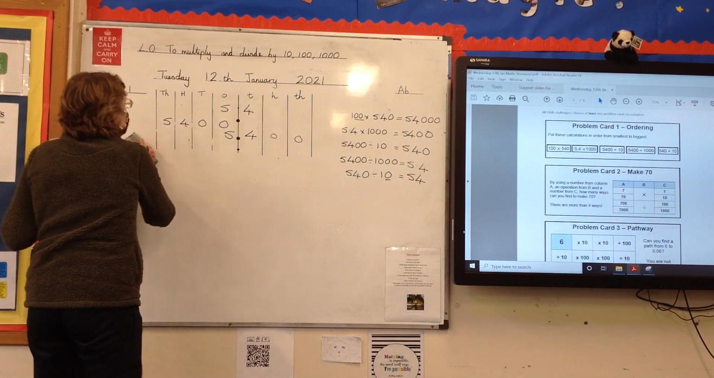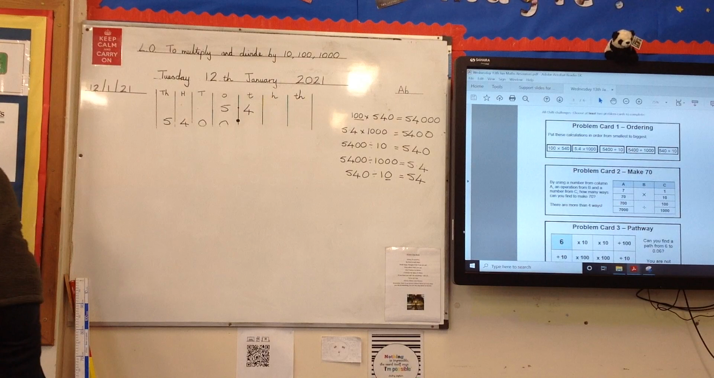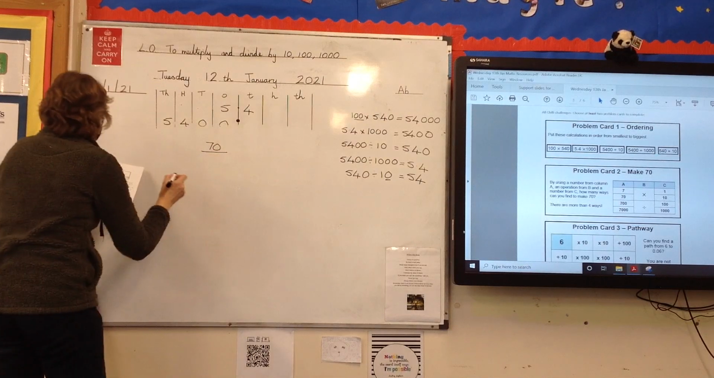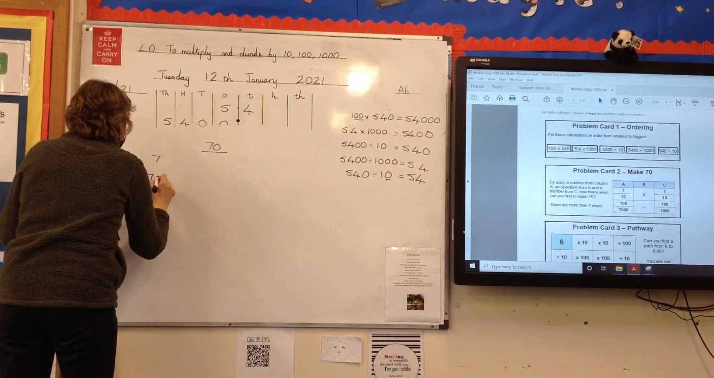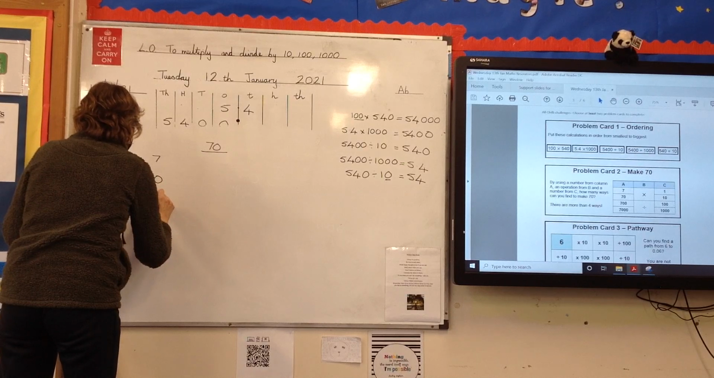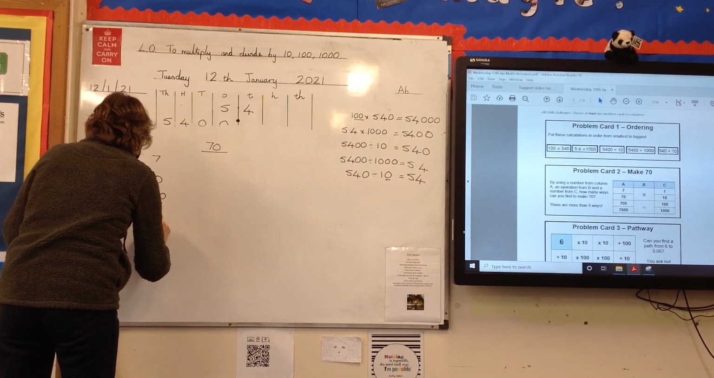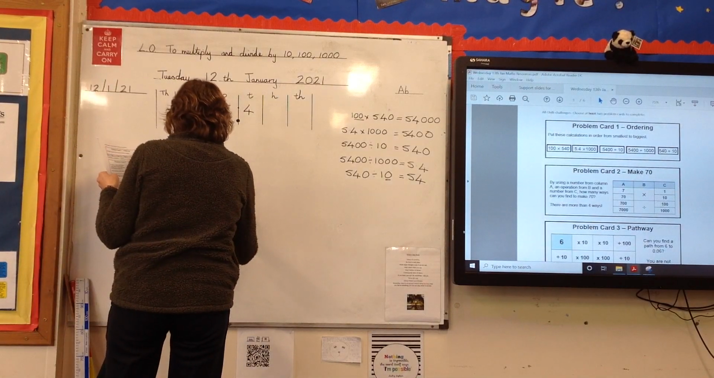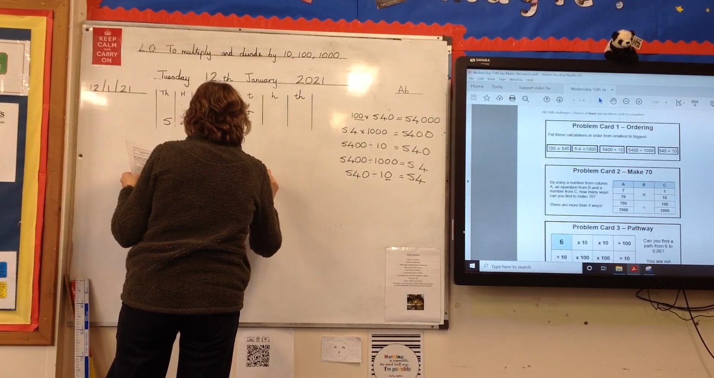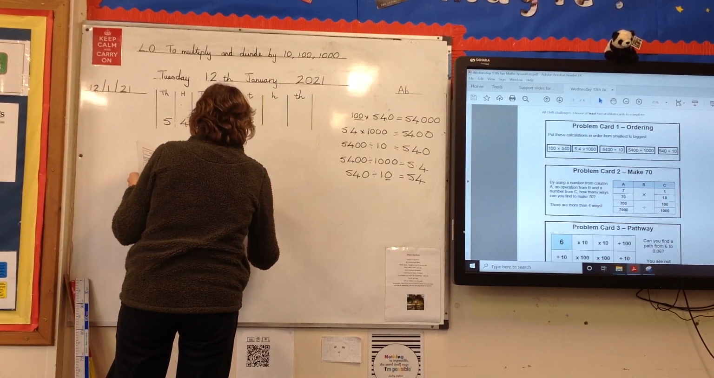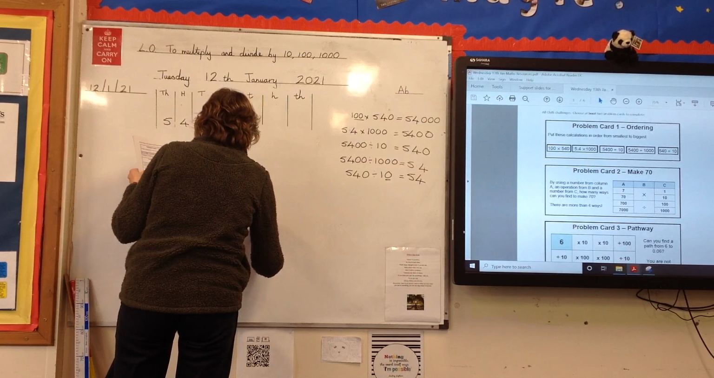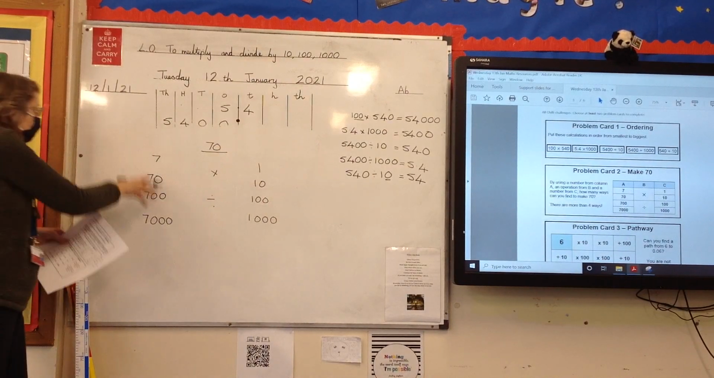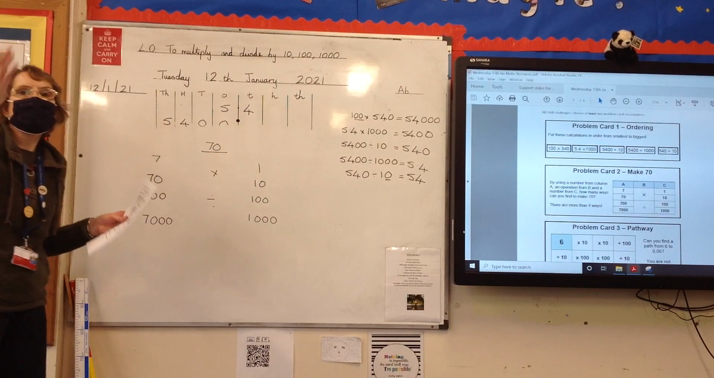The next question was a making 70 puzzle card. And it had 7, 70, 700, and 7,000. And you could multiply or divide, and you've got 1, 10, 100, and 1,000. Now, can anybody see any ways of making 70? Using a number from there, an operation, and a number from there.